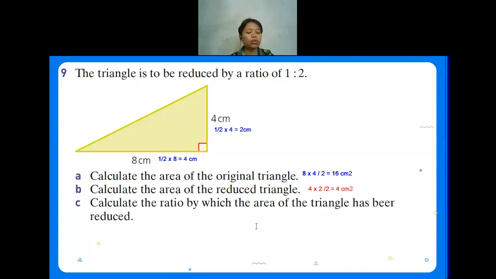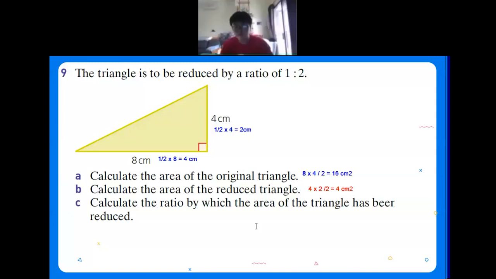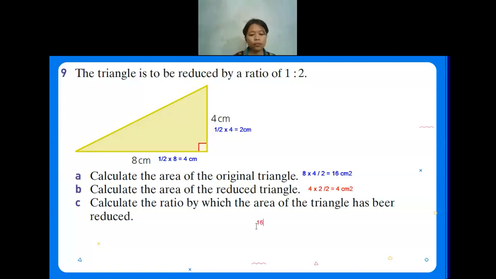Can you help me to find the ratio now? 16 to 4, it's 4 to 1. Okay, so the ratio is 16 to 4, which equals 4 to 1. Is there anyone who is confused so far? Teacher, this is 1 to 4. Oh, 1 to 4, not 4 to 1. Yeah, thank you. Because it's reduced, the smaller one has to be in front. Thank you for telling me.